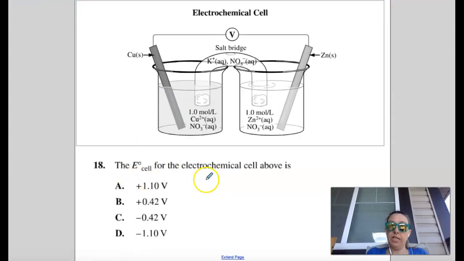Okay, the next one, what's the E0 cell? So same type of idea as the previous one. You need to figure out your SOA, your SRA. From there, you can figure out what your E0s are, and then you're going to do the cathode minus the anode, remembering that cathode is the reduction half reaction and anode is the oxidation.